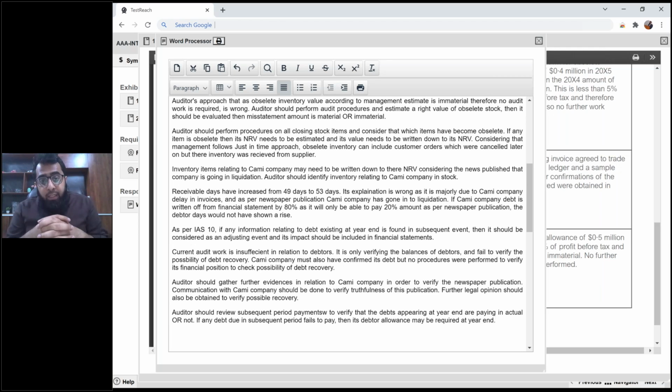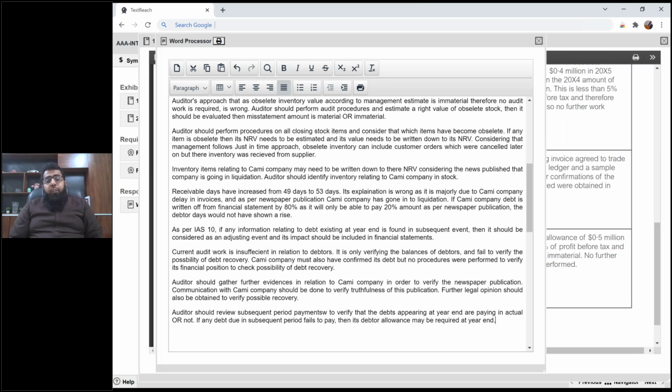Currently, what we were doing is that we were just confirming the balances. Now, if you just confirm the balance only, and a publication comes in a newspaper that one of your debtors is going bankrupt and you are not looking at it, obviously this will be a wrong approach.